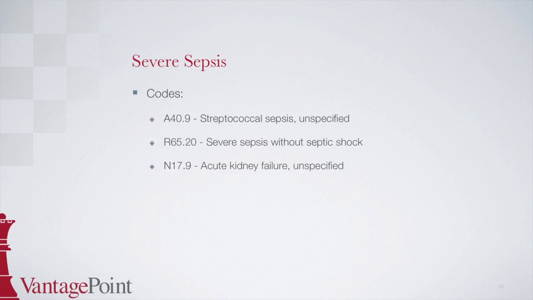So let's go over this example. Our first code is A40.9, streptococcal sepsis unspecified. To find this code, I started by looking up septicemia in the alphabetic index of my ICD-10 book and saw the note indented under septicemia, meaning sepsis, see sepsis.